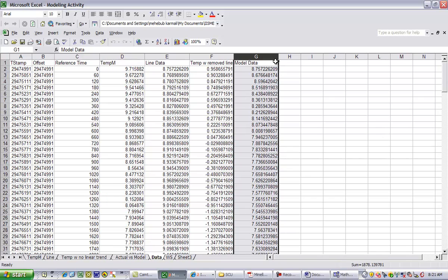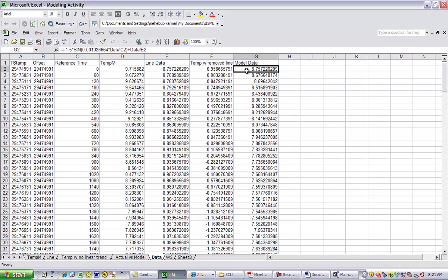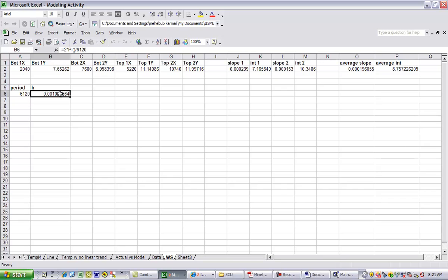So if you look at my formula in this very first cell, in the formula bar, is my equation, and it reads equals negative 1.5 times sine stuff. And the stuff that you see there is my b parameter that comes right out of there.